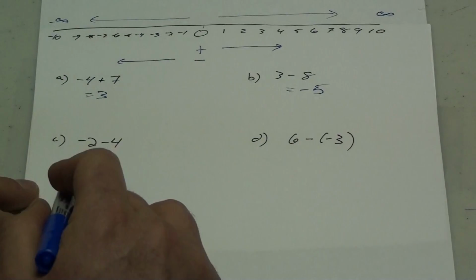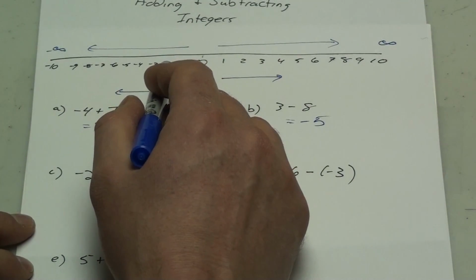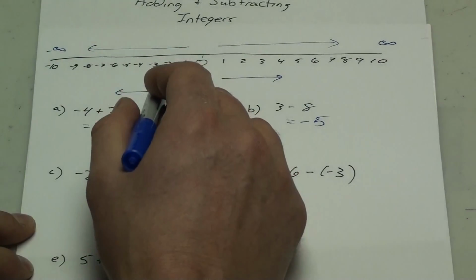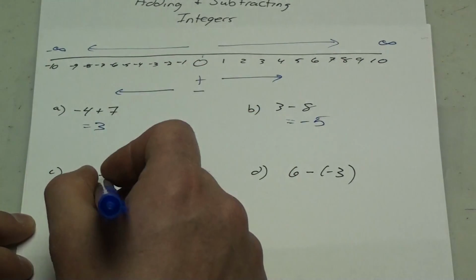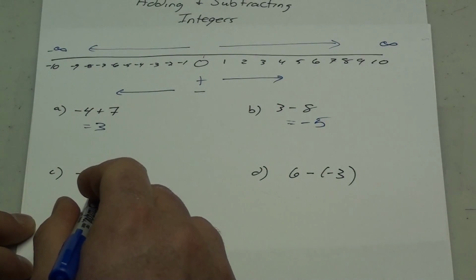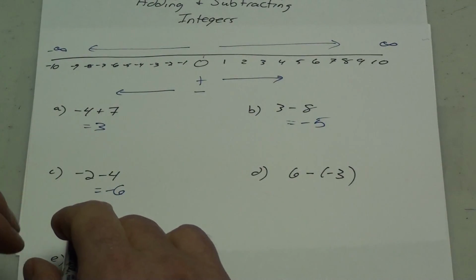If I'm at negative 2, subtract 4. So negative 2, and I'm going to subtract 4. So I'm going to move to the left 4 spots. 1, 2, 3, 4. It's going to take me all the way back to negative 6. I'm going more into the negatives. I'm at negative 2 and I'm subtracting another 4, so I'm going further into the negatives.